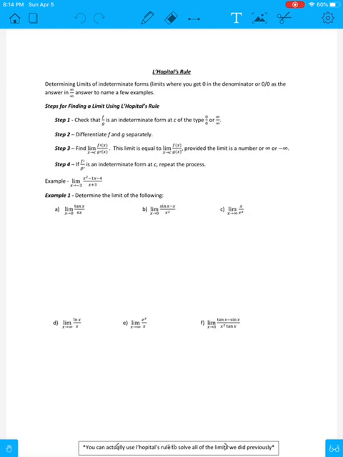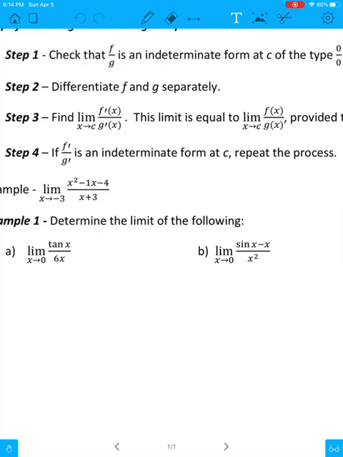If f prime over g prime is an indeterminate form, so once again, if you get 0 over 0 or a 0 in the denominator or infinity over infinity, then you just have to find the derivative of those and do it again until you can plug it in and not get that indeterminate form.